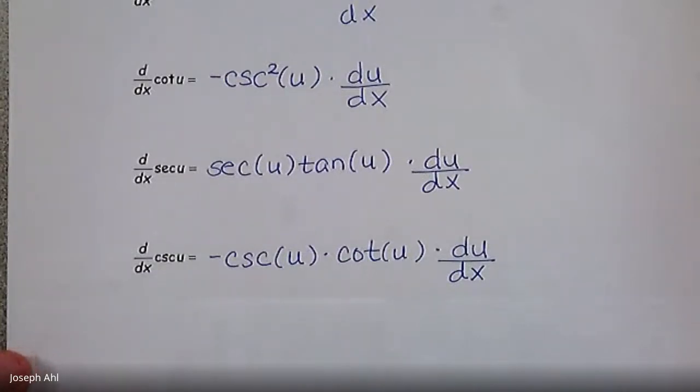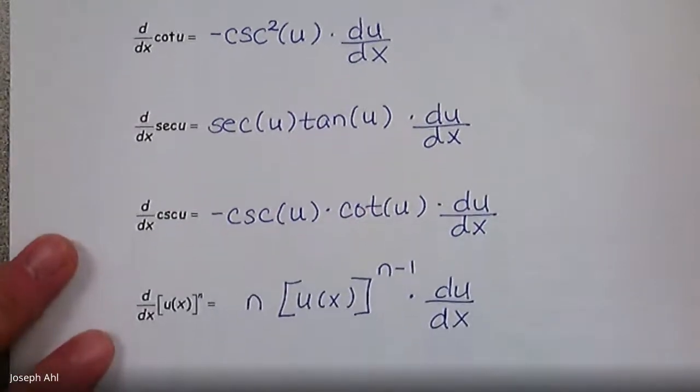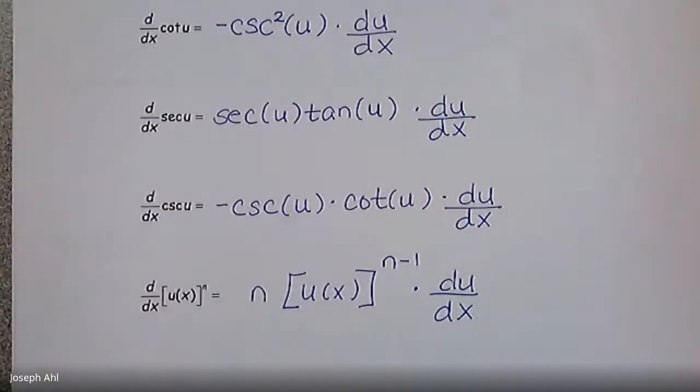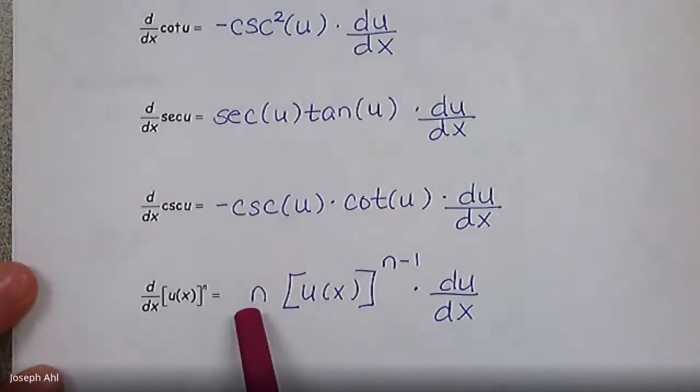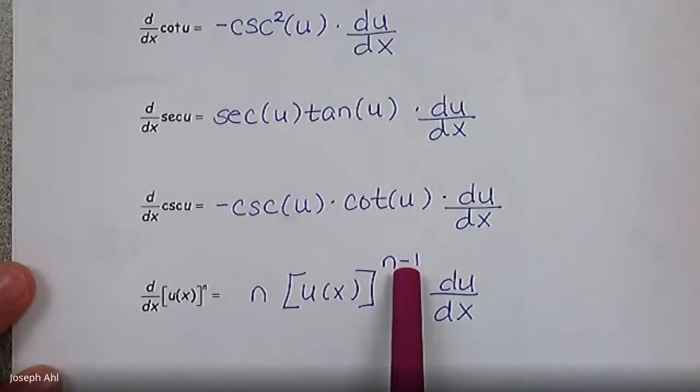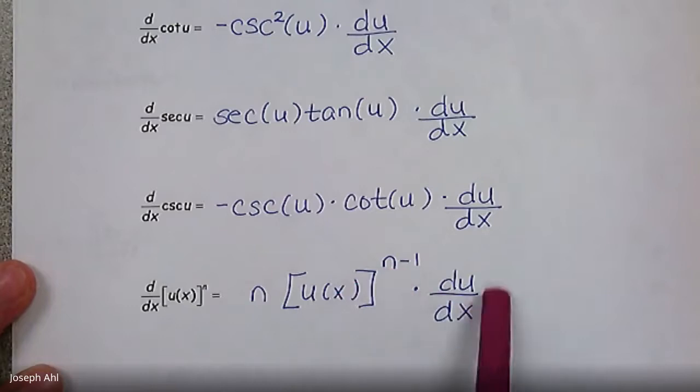Last but not least, we've got the power rule at the bottom. So if we have a function u of x to the n power, we can use the power rule and bring the exponent down. Now we have 1 degree less up here, to the n minus 1, and then times the derivative of that inside function, du dx.